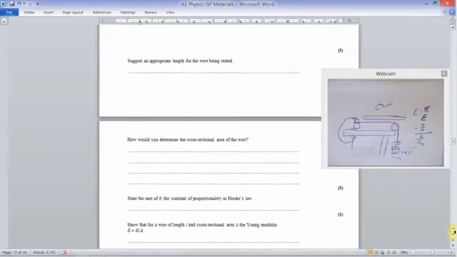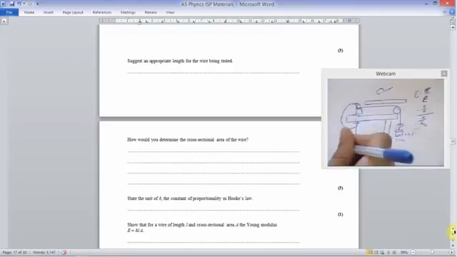How would you determine the cross-sectional area of the wire? First you'd measure the diameter, halve the diameter to figure out the radius, and then use pi r squared to figure out the cross-sectional area. Remember, you'd measure the diameter in different places to make sure it's uniform, and you measure the diameter using a micrometer.